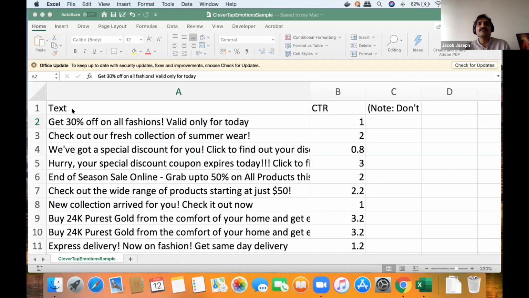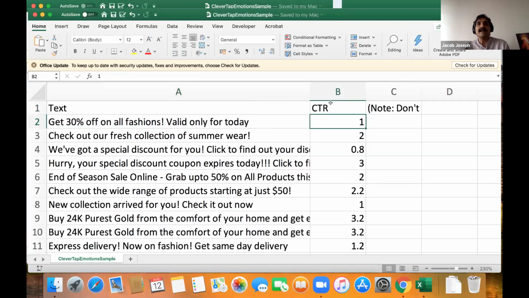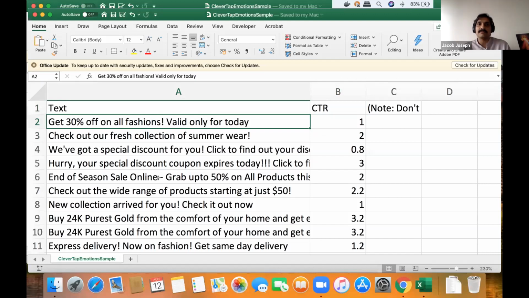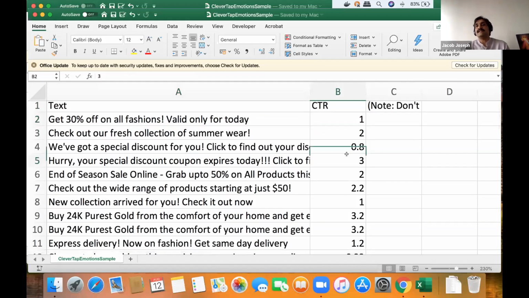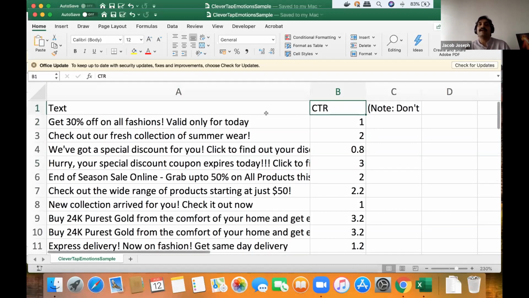So you need to have two columns, basically, text and CTR. These are non-negotiable. You need to have these columns only, text and CTR, in capital letters. Here you can put the message of whatever campaigns you're running, and against that you can put your CTR. CTR can be your likes or shares, so it need not be just the click-through rate, it may even be conversions. That we will leave up to you, but you have to maintain the column headers. Those you can't change, but the values you can change.